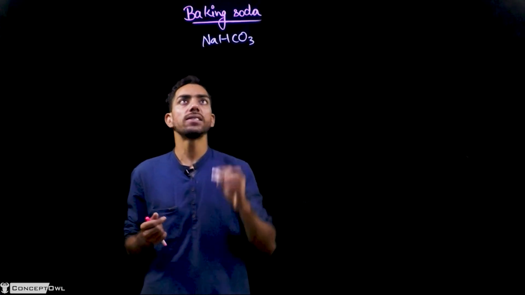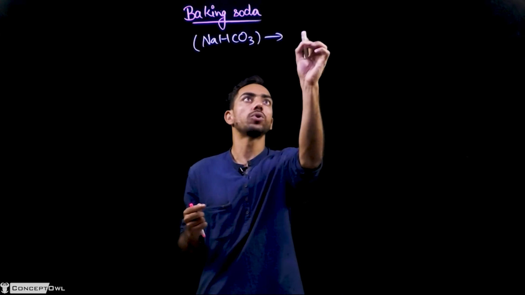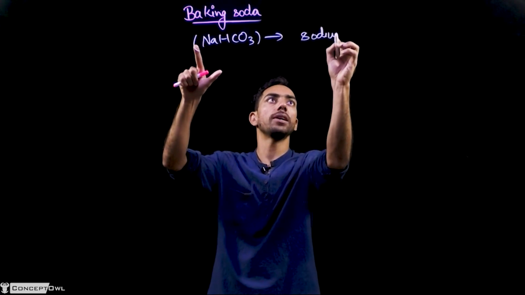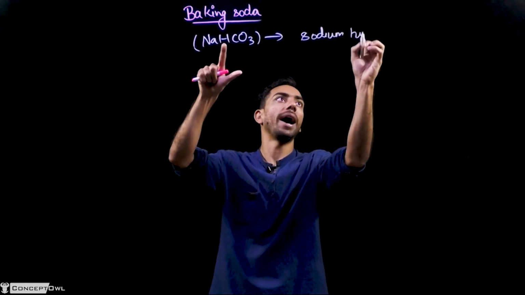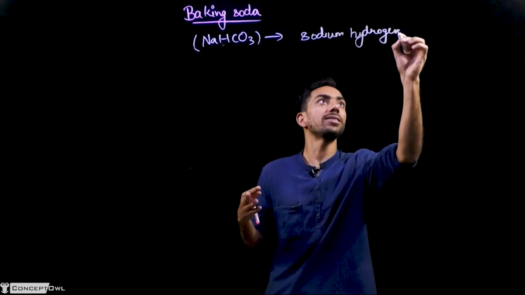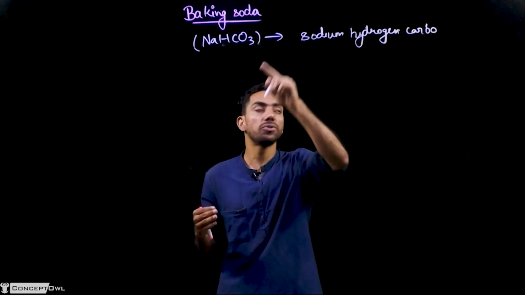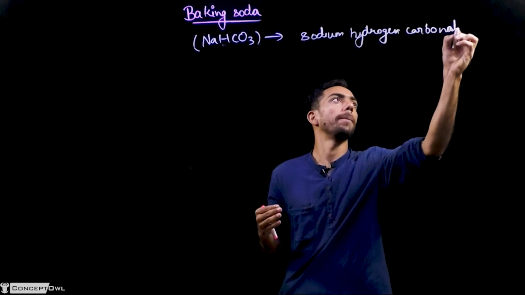NaHCO3. This is the formula for baking soda, and this is known as sodium. Sodium is there, hydrogen is there, and carbonate. CO3 is known as carbonate. So sodium hydrogen carbonate is your baking soda.